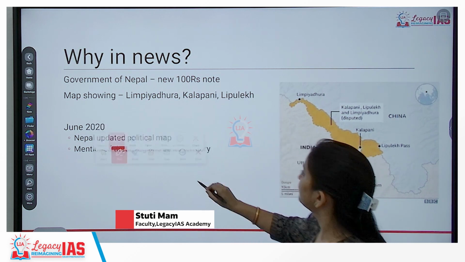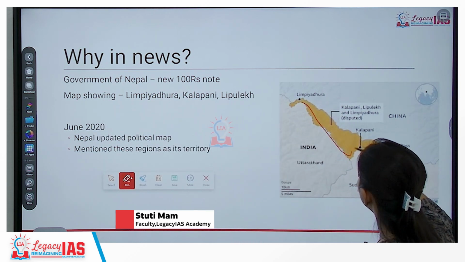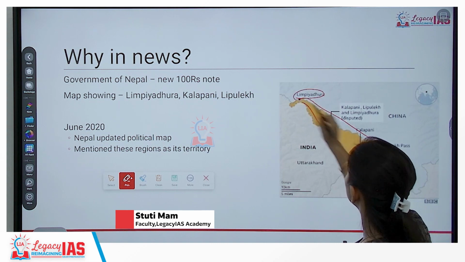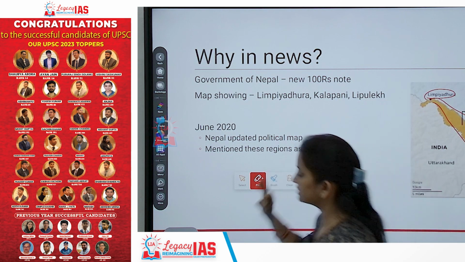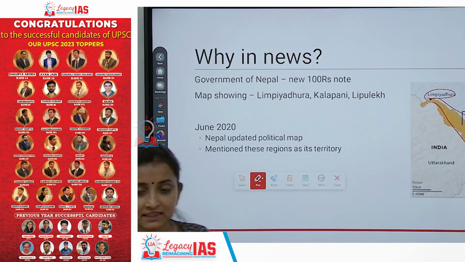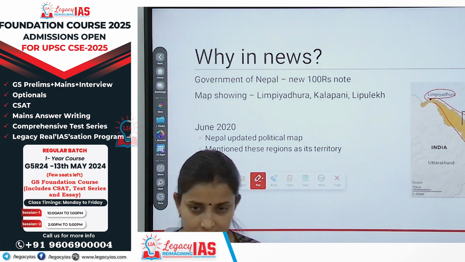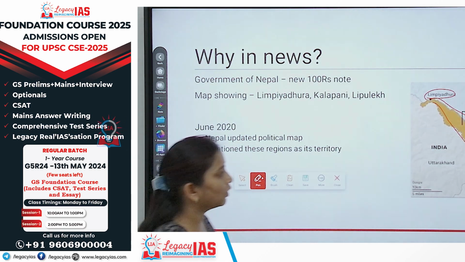Now, this map denotes these three territories. One is Limpiadhura, second is Kalapani and third is Lipu Lake. All these three territories belong to Nepal and that is why they are showing this in their currency note. Okay? This is an ongoing controversy.